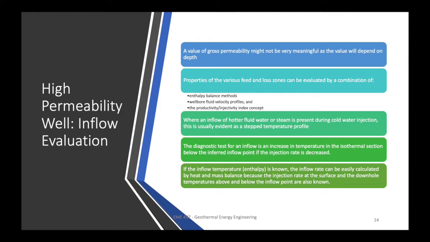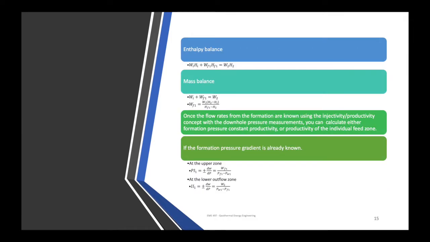The diagnostic test for an inflow is an increase in temperature in the isothermal section below the inferred inflow point if the injection rate is decreased. If the inflow temperature is known, the inflow rate can be easily calculated by heat and mass balance because the injection rate at the surface and the downhole temperatures above and below the inflow point are also known. The relevant enthalpy balance and mass balance equations can be seen on the screen.